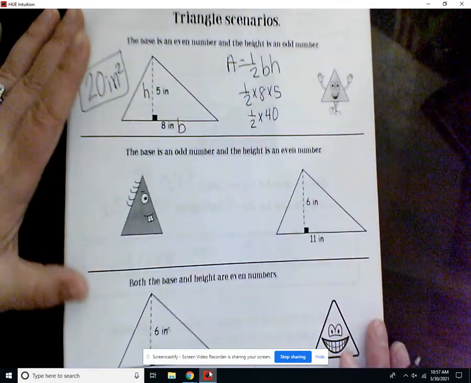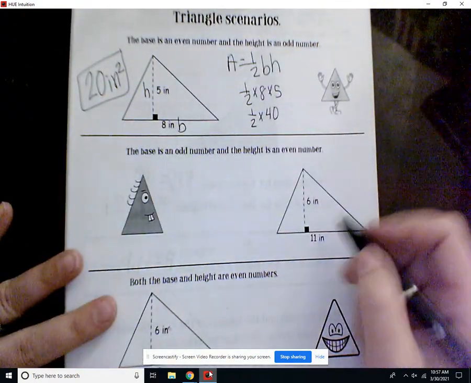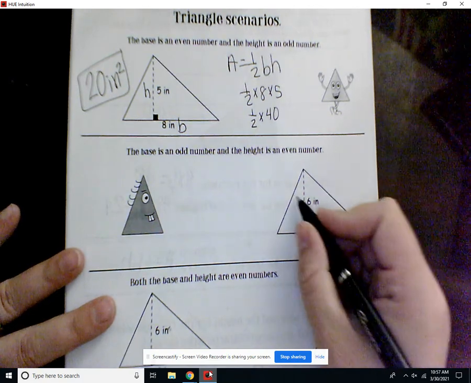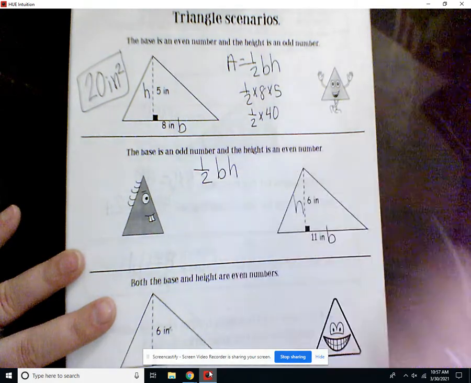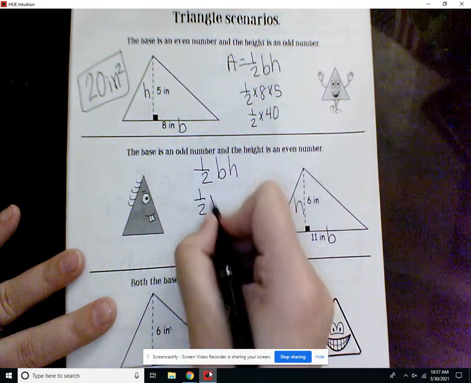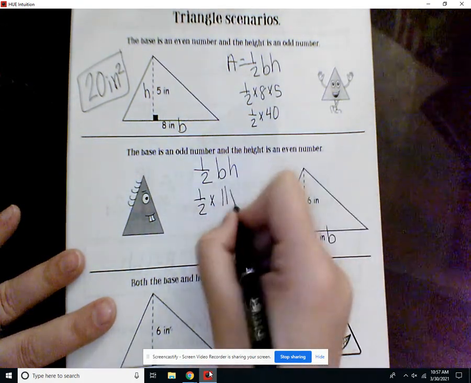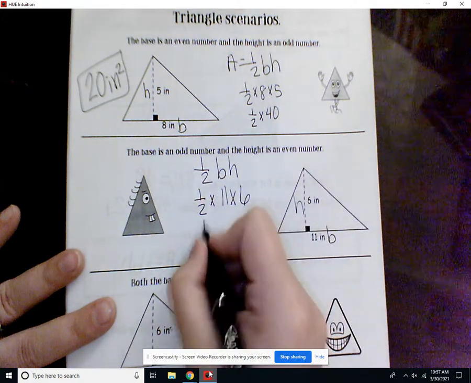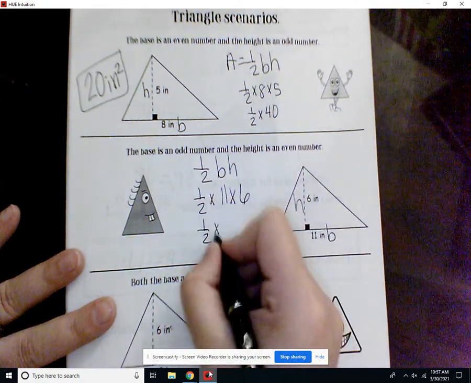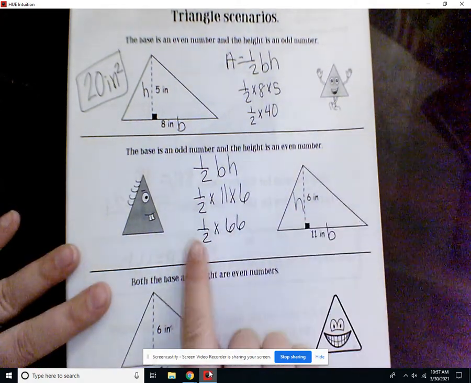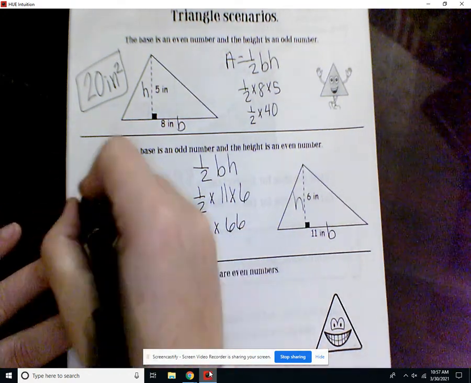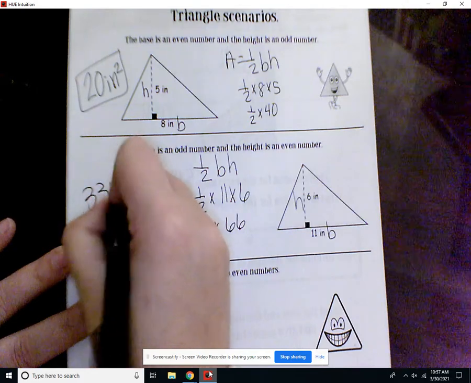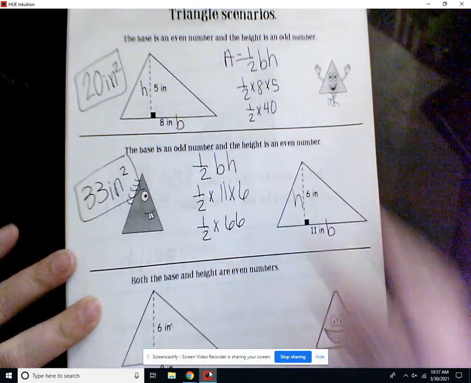All right, so the next one, the base is odd, the height is even. So there's your base, there is your height. So I have 1/2 BH. So again, base is 11, height is 6. So I'm going to multiply 11 times 6, which is 66. Divide it by 2. So again, cut it in half. Half of 66 is 33 inches squared.